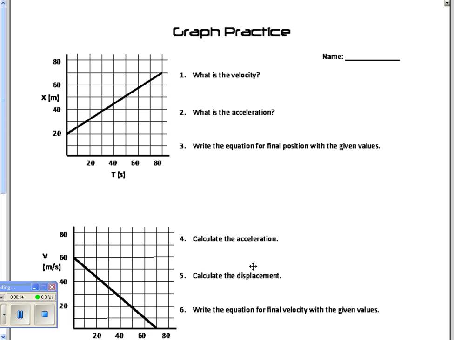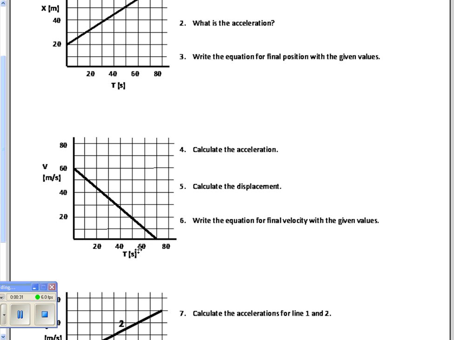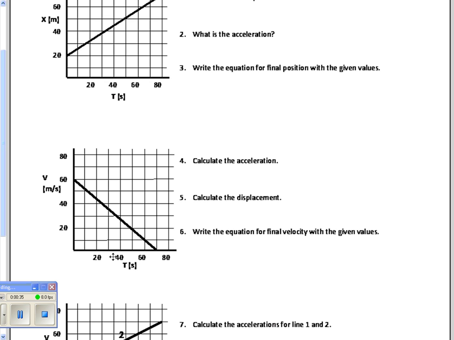The whole idea for all these questions on this worksheet is for you to understand that the slope of x versus t is velocity. The slope for velocity versus time is acceleration. That's the whole idea. And then the last thing is that the area underneath the v versus t graph is going to be our displacement. That's the whole big idea.